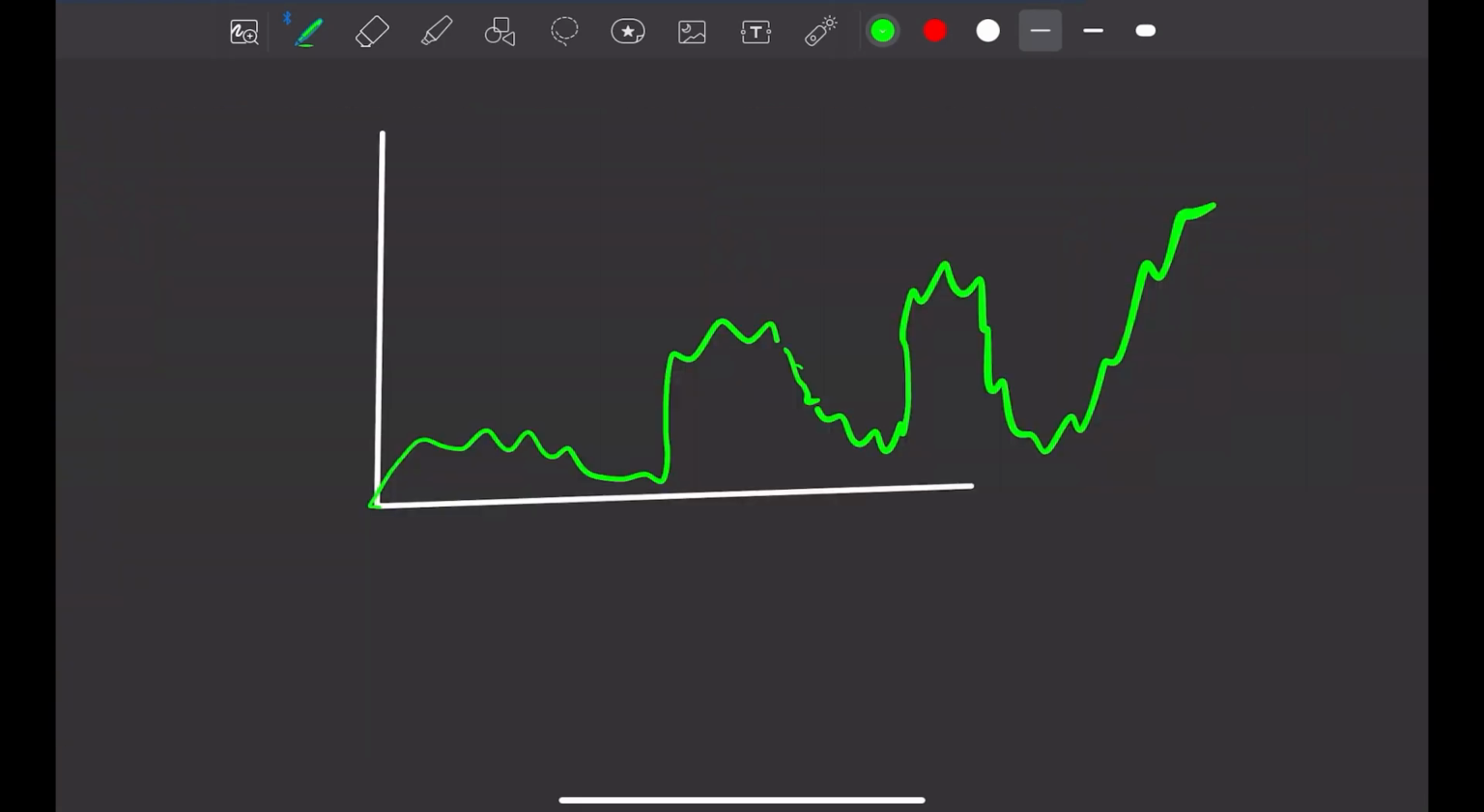So your portfolio will look something like this, and then you'll have a period in time which is called the pre-market.